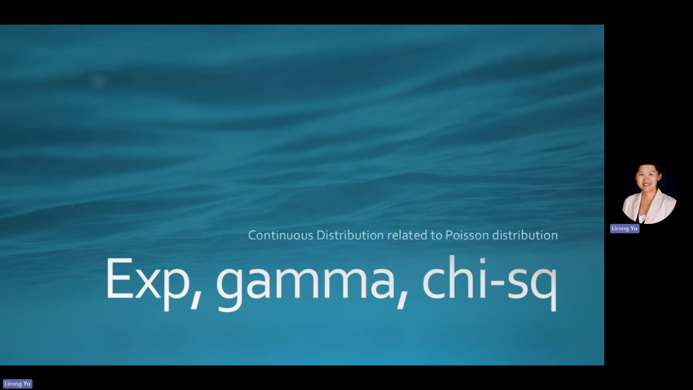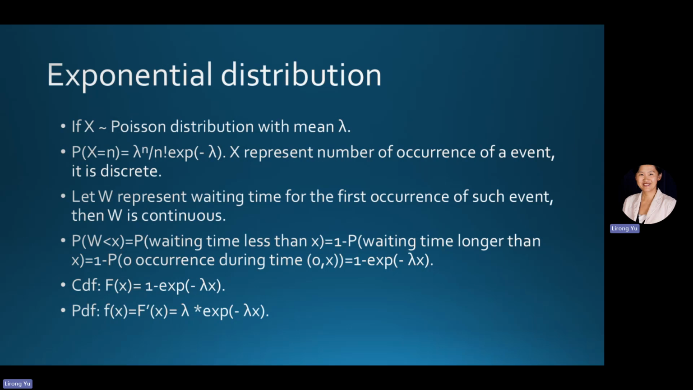So 3.2 focuses on exponential distribution, gamma distribution, and chi-square distribution. Starting out with the most simple one, exponential distribution. So what exactly is the exponential distribution? The most common thing that exponential distribution can describe is waiting time. So it's connected to the 2.7 that we mentioned. In 2.7, we have Poisson distribution.